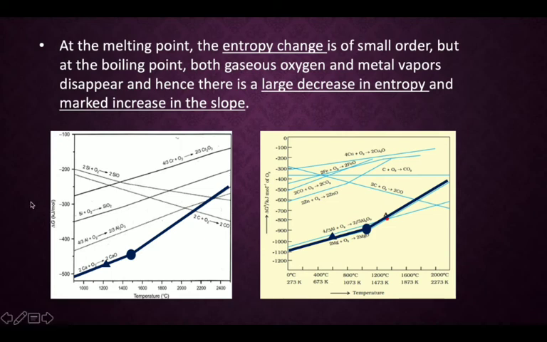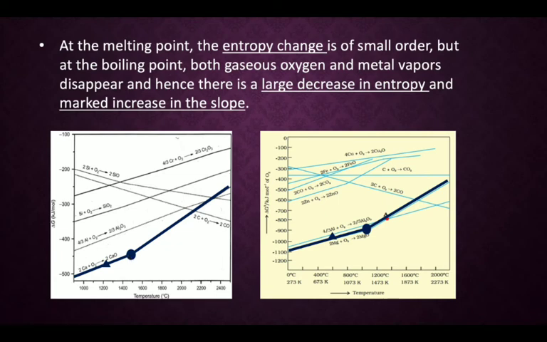So here you can see this triangle, which I have represented, that is the melting point of that oxide. Here I have highlighted calcium oxide. So this triangle indicates the melting point of calcium oxide. At this point, the entropy change is not high. Whereas at the circle, the entropy change is very high.